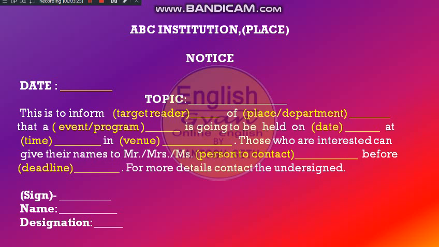And now comes the time for writing the name of the event. What is the event? What is the program? Is going to be held on. So now when you know that this is for me, this is at this place, this is this program, then you'll definitely like to know at which date this is going to happen. So date, after that timing, and then venue. These are very important. Those who are interested can give their names to Mr. or Mrs. whoever, the person you can mention here.